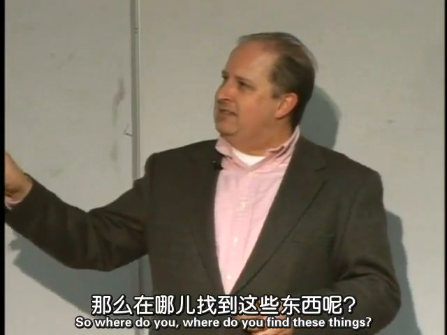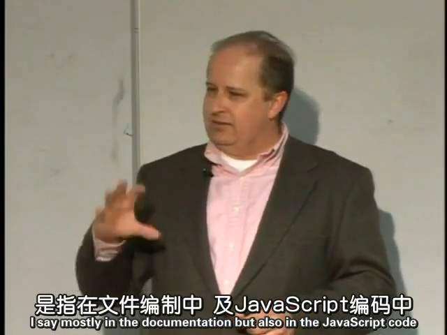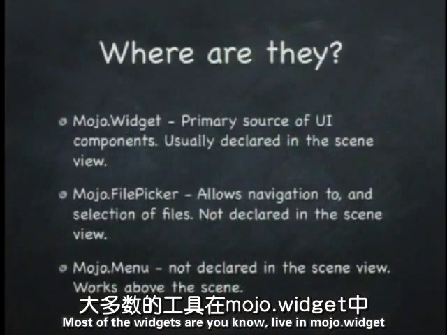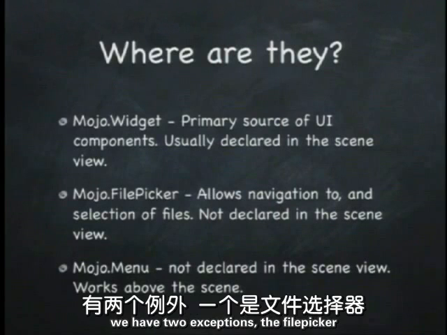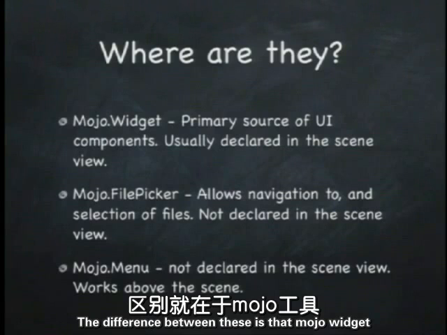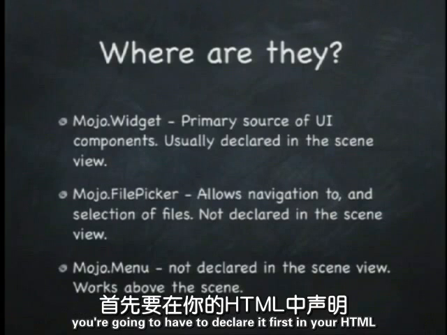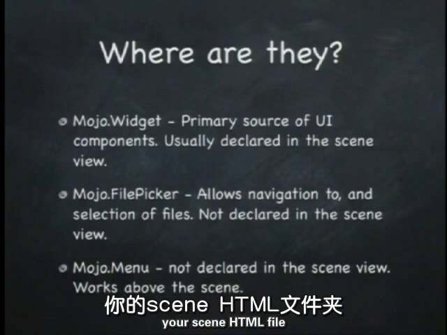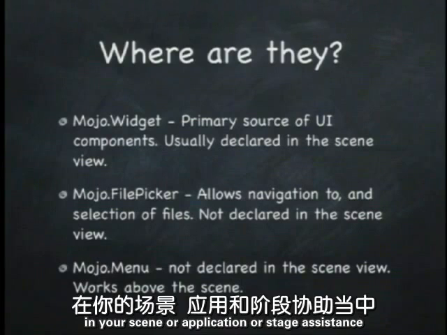So where do you find these things? And when I say where, I mean mostly in the documentation, but also in the JavaScript code. Most of the widgets live in mojo.widget, mojo.widget.something or other. And we have two exceptions: the file picker and the menu actually live outside of that module. The difference between these is the Mojo widget. Whenever you have a widget, something that's part of Mojo widget, you're going to have to declare it first in your HTML, your scene HTML file. And then there's also going to be some instantiation going on in the JavaScript file in your scene or application or stage assistant.